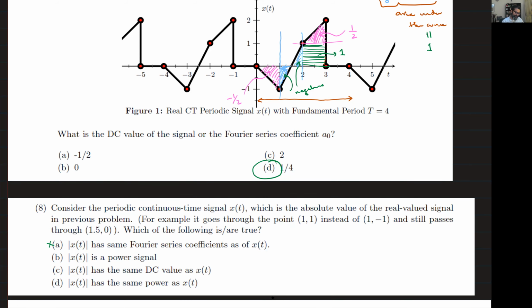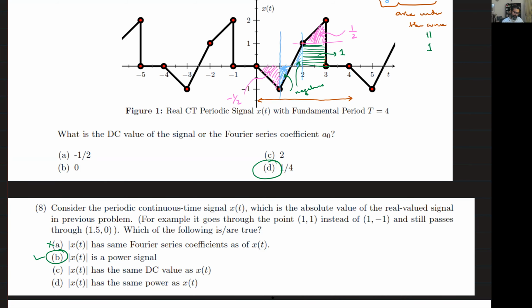X of t is a power signal. Yes, that's true because it's periodic, and the area under the one single period is finite, right? The square of that is finite. The area and the square of the signal is finite, and therefore this must be a power signal, right? So that's something we know from before. Absolute of x of t has the same DC values as x of t, just like I said. That's not true. That cannot be true because the negative things become positive, and the things that were canceling earlier may not cancel, right? Absolute of x of t has the same power as x of t.